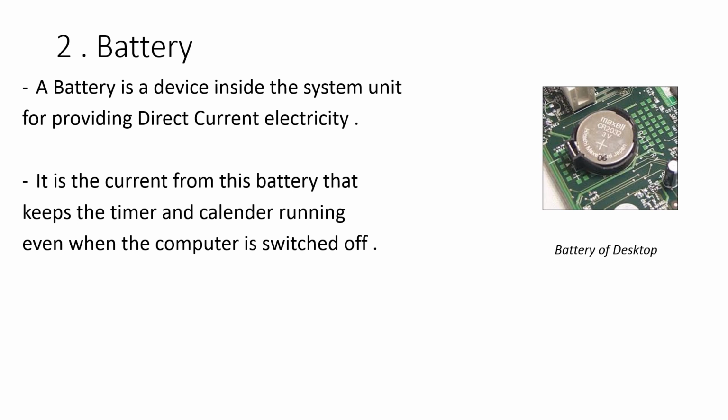Have you thought of how it is happening? It is happening because of this device, that is the battery. It is the current from this battery that keeps the timer and the calendar running even when the computer is switched off. Even when the computer is switched off, this battery is providing the current so that the timer and the calendar inside your desktop are still running, and they will give you the exact results.